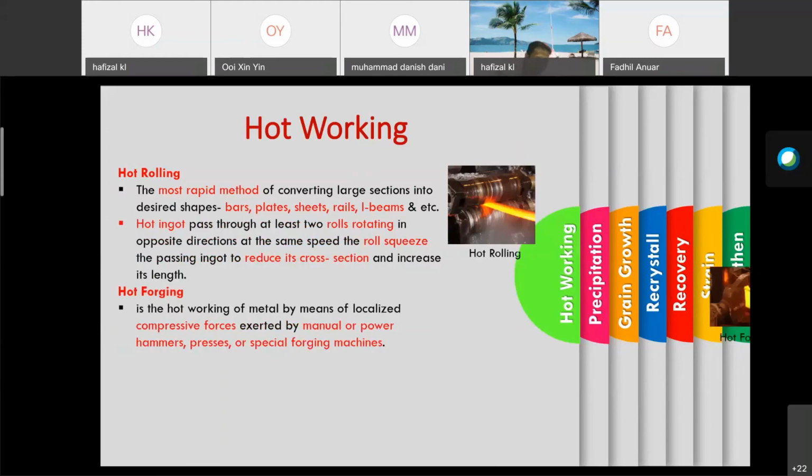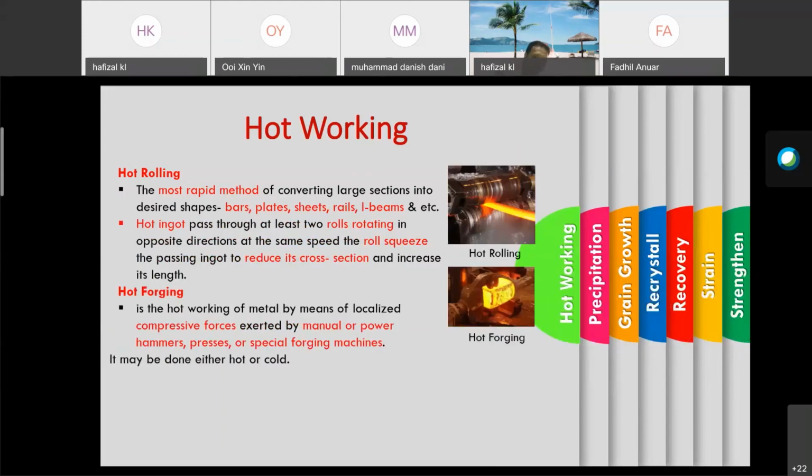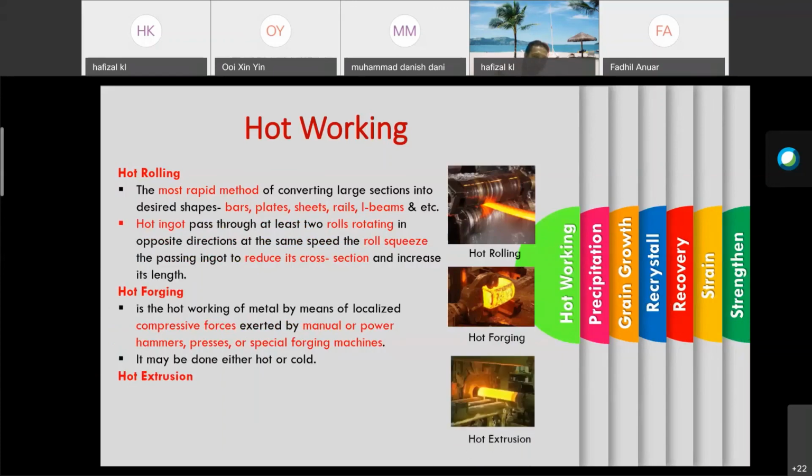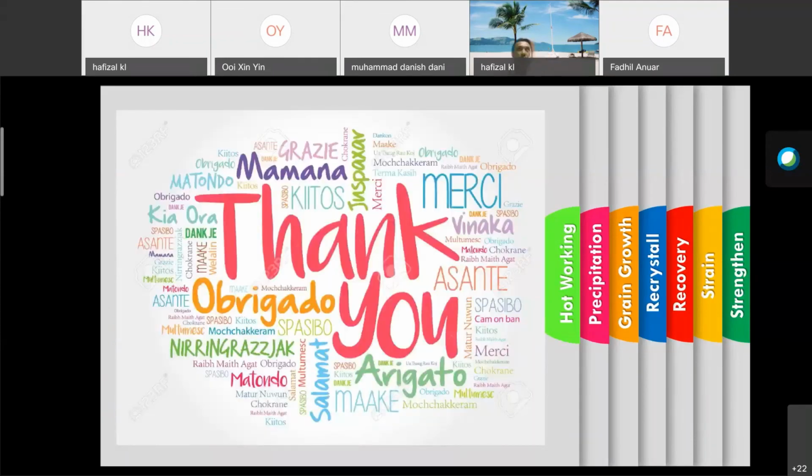Then for hot forging, and finally we have hot extrusion. That is the end of this slide. Thank you very much.